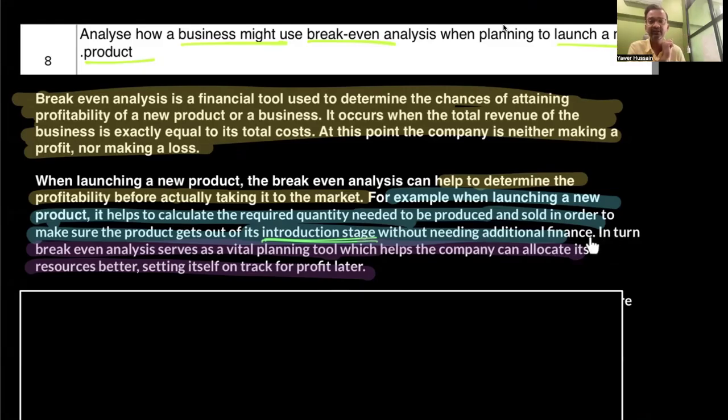The benefit of it, the analysis part, is that break-even analysis can serve as a planning tool, which helps the company to allocate its resources better, setting itself on track for profit later. So what this means is that once you know how much to produce, you will know how many resources to bring in, and how much to sell means how much earning you will make, and that will tell you whether you'll make profit or not. So whatever we've learned, apply it to a new product scenario and then close it like that.